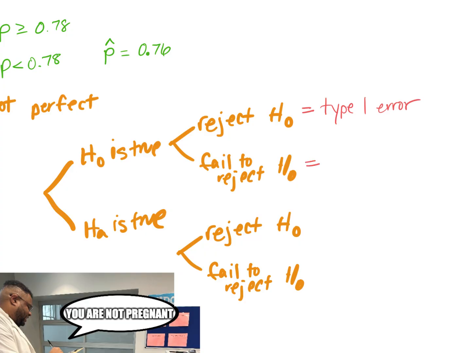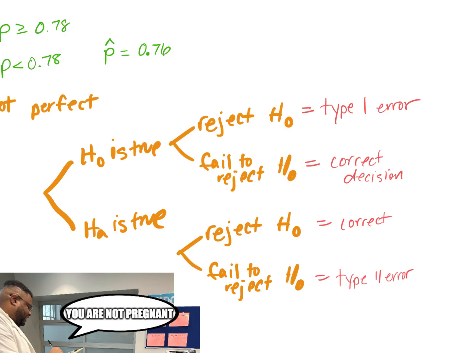If the null is true and I don't reject the null, I'm making the correct decision. If the alternative is true and I reject the null, I'm concluding the alternative is true. That is also a great decision. And if the alternative is true, but I don't conclude that, if instead I'm concluding it's reasonable that the null is true, that is what we call a type 2 error.